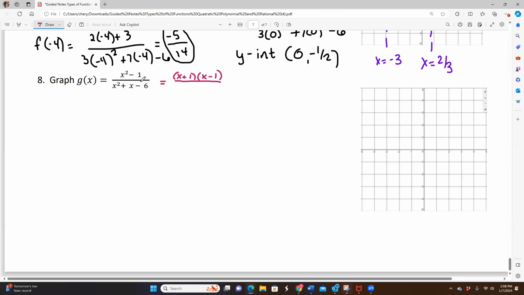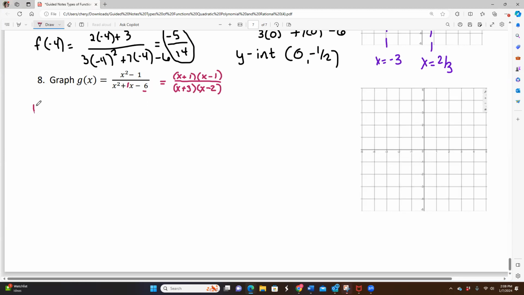In my denominator, we have x squared plus x minus 6. Here we try to think of two numbers that will multiply together to give us negative 6 and add together to give us a positive 1. In this case, that would be x minus 2 times x plus 3. They multiply together to give us negative 6 and add together to give us 1. So that's the correct factoring. That will help us in our first step where we find the vertical asymptote.